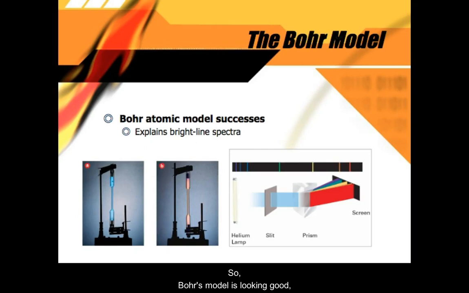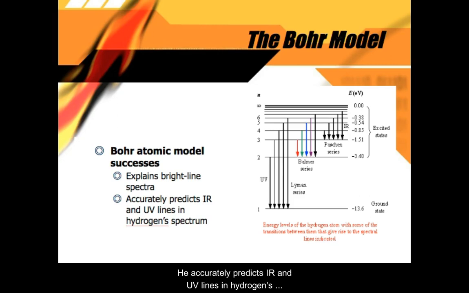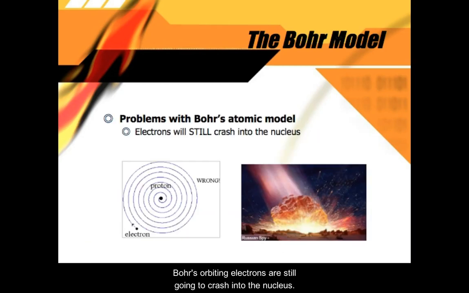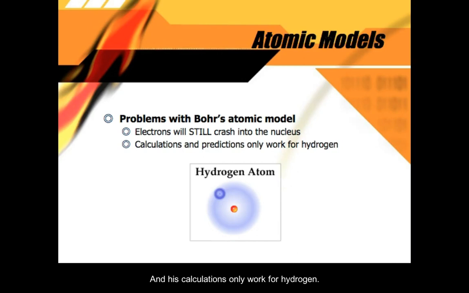So, Bohr's model is looking pretty good, right? He explains bright line spectra. He accurately predicts IR and UV lines in hydrogen spectrum. I mean, after all, a good model not only explains the data you know about, but accurately predicts the data you don't. On the plus side, we now have an explanation for hydrogen's complete emission spectrum. However, Bohr's orbiting electrons are still going to crash into the nucleus. Oh, and his calculations only work for hydrogen.